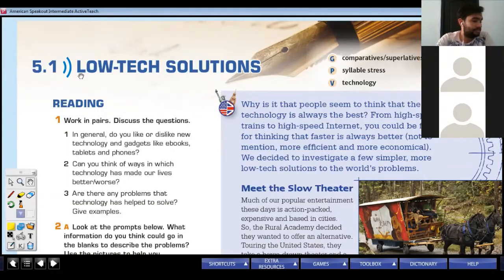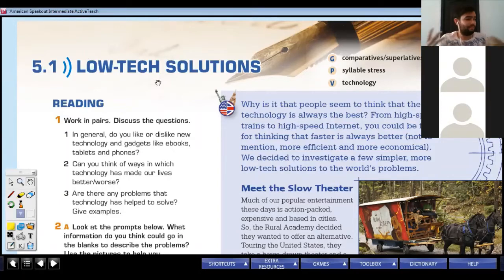Baja tecnología. All right, if you translate it like that, literally, you may have some idea, and yes, low tech means baja tecnología. But what does baja tecnología mean? Actually, it means things that do not require much technology, right?